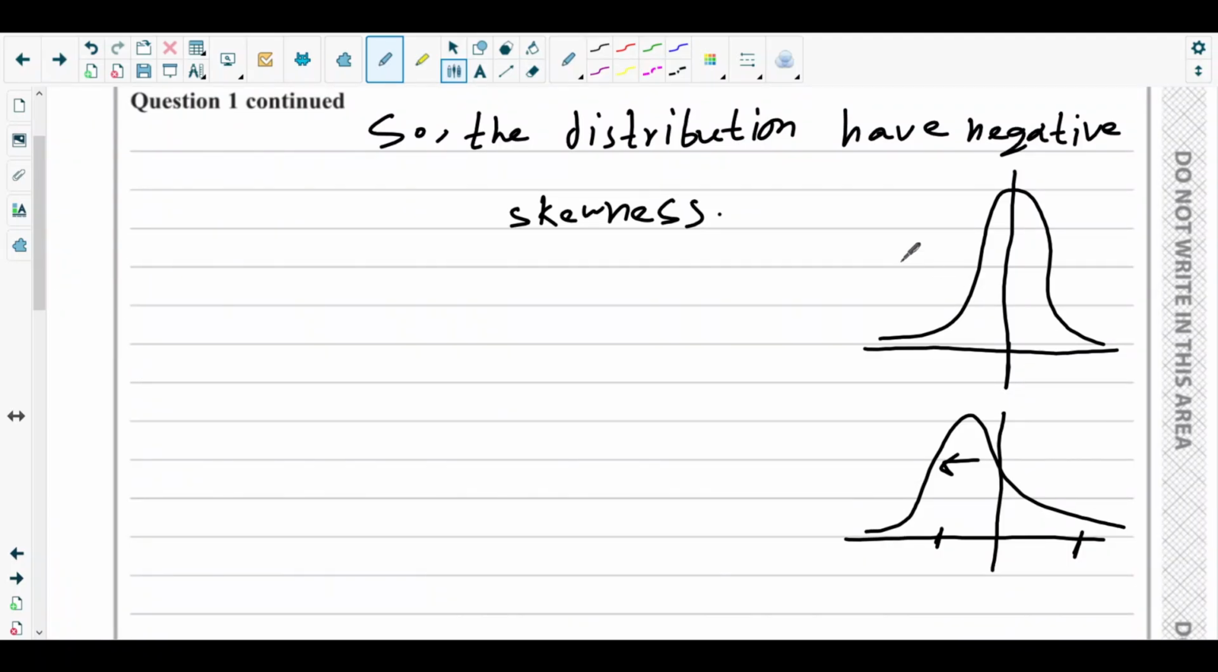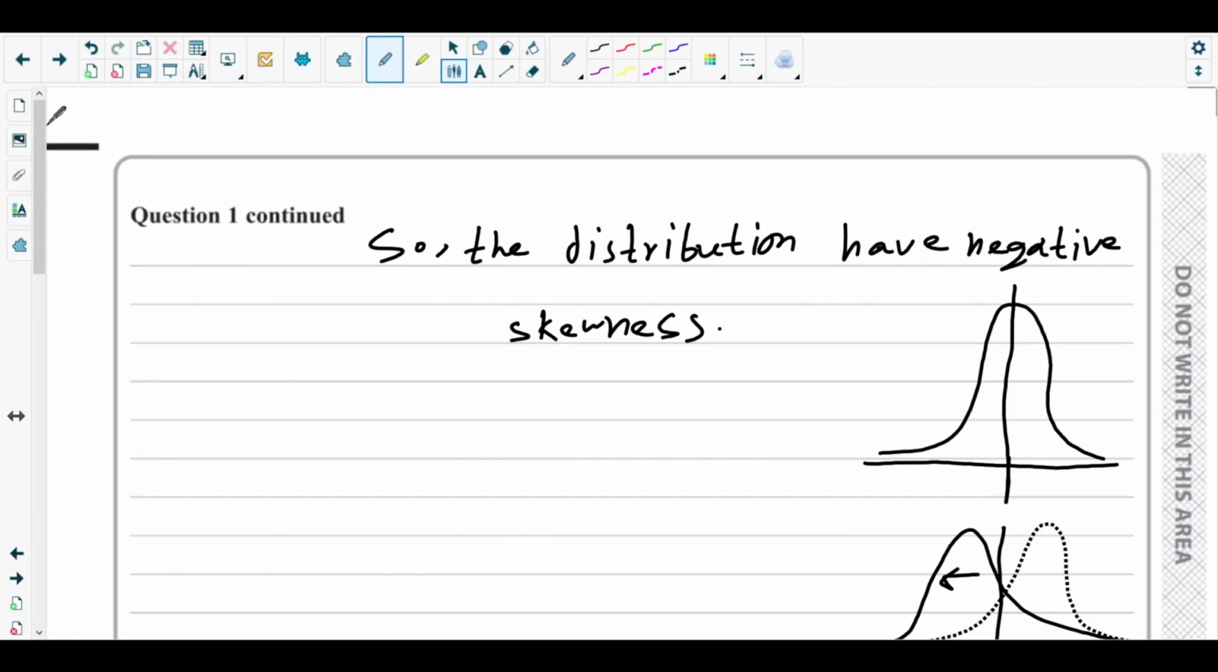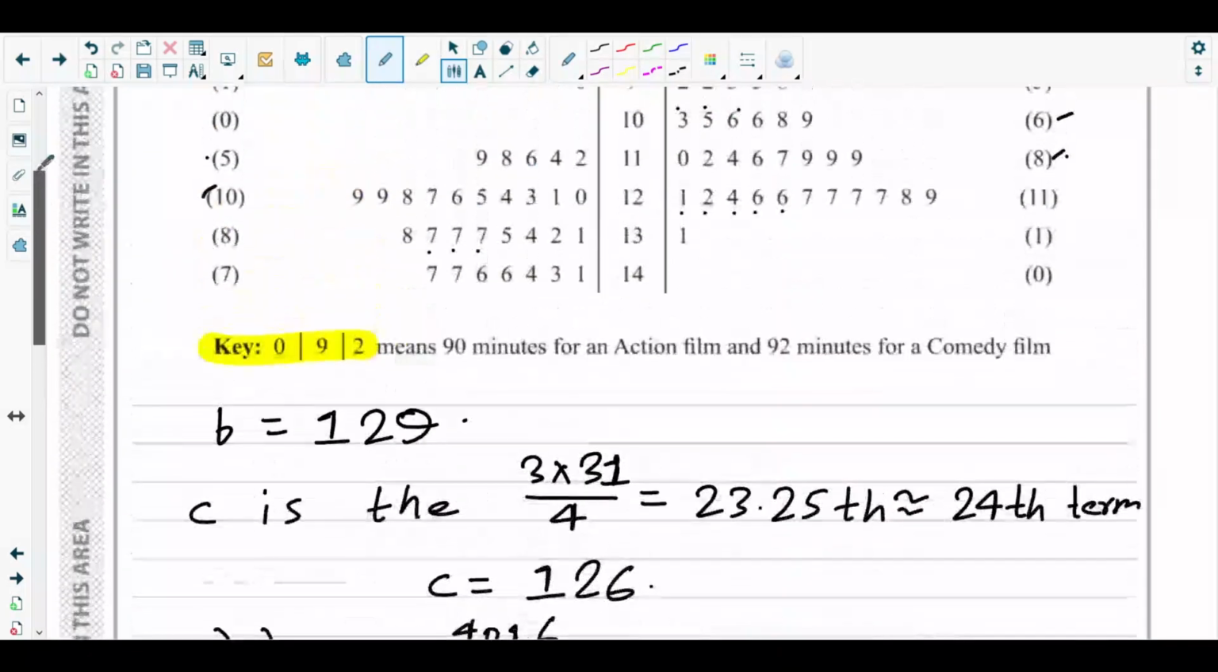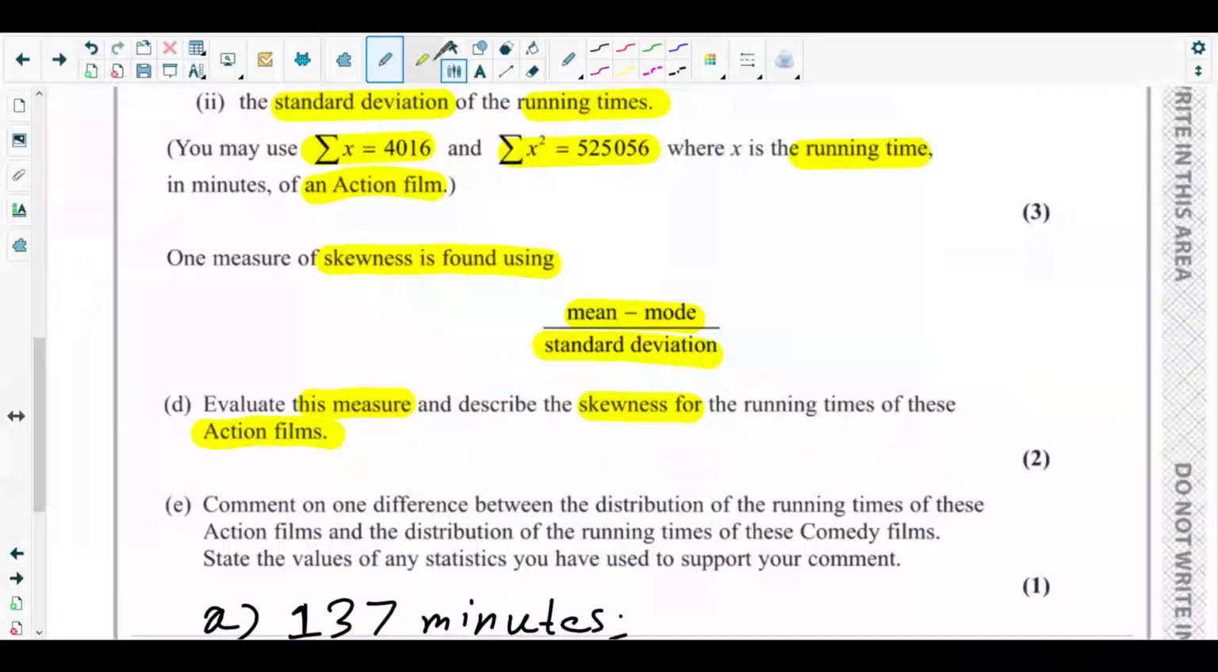If the skewness was positive, then it would be like this. Most of the data would be on the right side of the median. So we got the skewness for the running times of action films: negative skewness, and that's what part D has asked for.